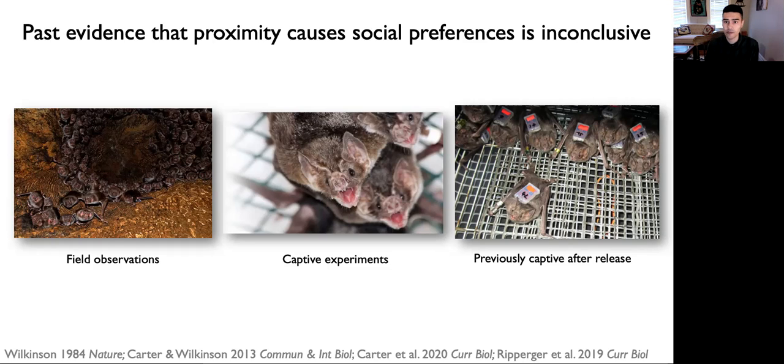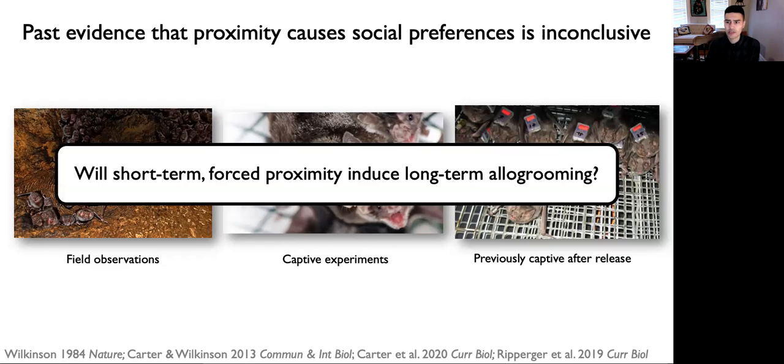So, of course, all informative studies here, but they actually failed to provide conclusive evidence in support of our focal hypothesis because they lacked either proper controls, sample sizes, or the means to track longer-term effects, at least greater than 9 days. As a result, we're still left with this really important question of, will short-term forced proximity induce long-term allogrooming? And this is the question we set out to answer with our study.